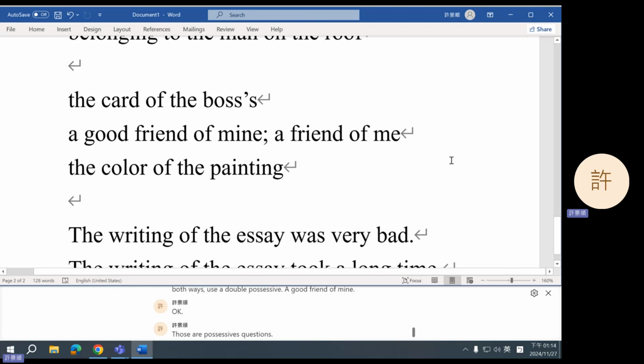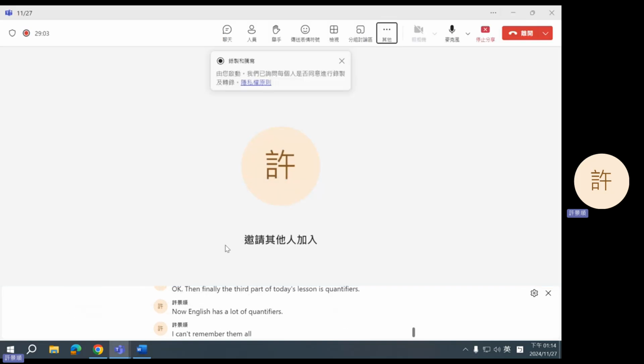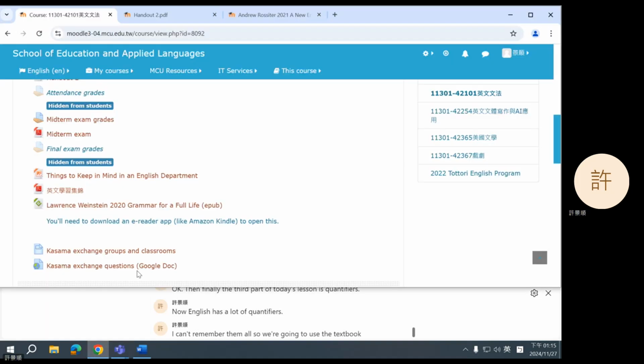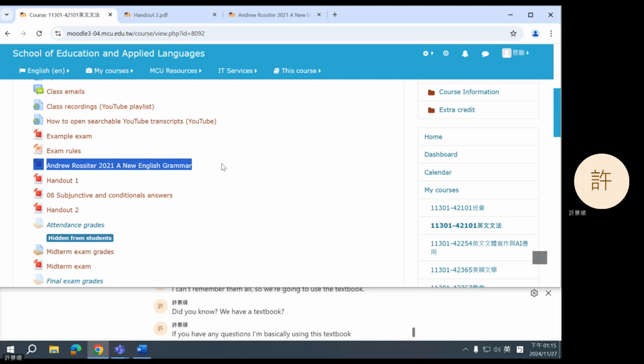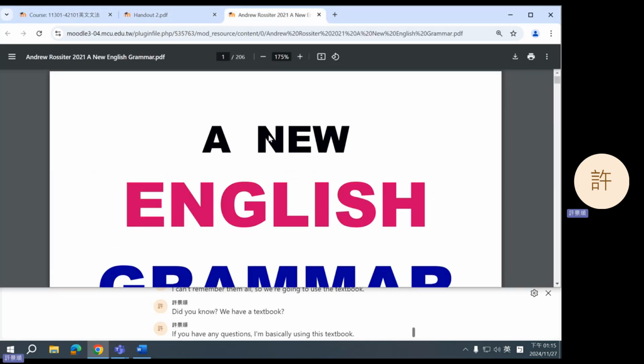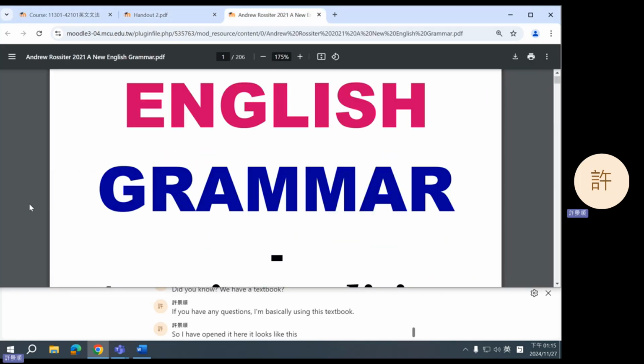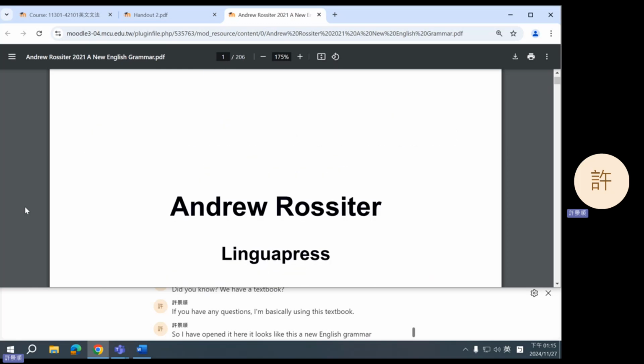Okay, then finally, the third part of today's lesson is quantifiers. Now, English has a lot of quantifiers. I can't remember them all, so we're going to use the textbook. Did you know we have a textbook? This one. If you have any questions, I'm basically using this textbook. So I have opened it here. It looks like this. A New English Grammar American Edition by Andrew Rossiter.